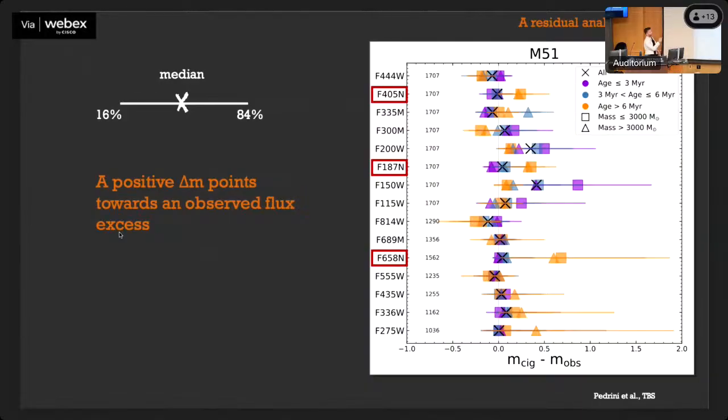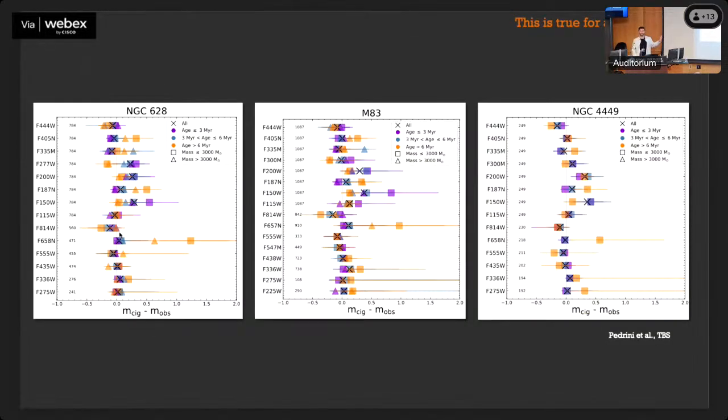And this is not valid only for M51. This is valid for all the galaxies we have studied. So it's valid for 628, it's valid for M83, and it's valid for NGC 4449, even if for the low metallicity case the scatter looks a little bit less compared to the others. So then we ask what's happening, what can be the sources in the near infrared that are producing that.